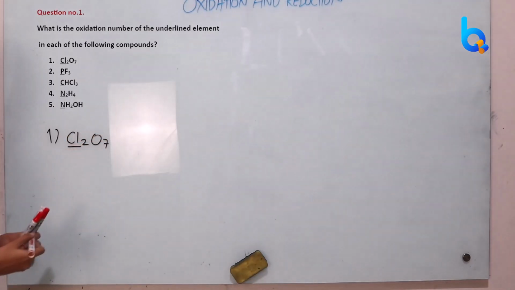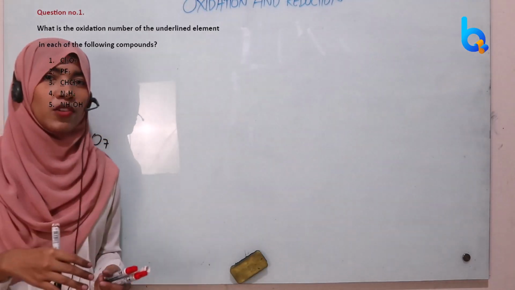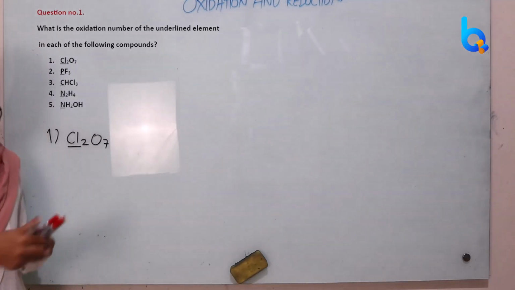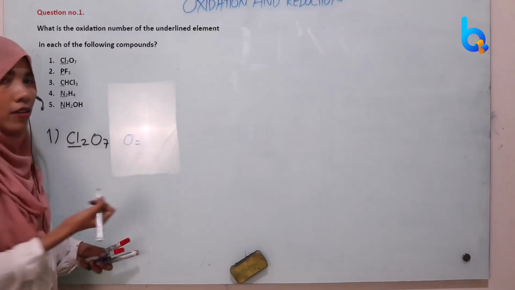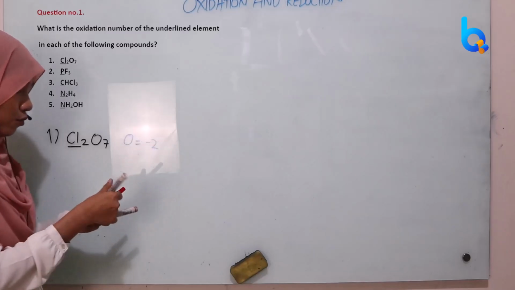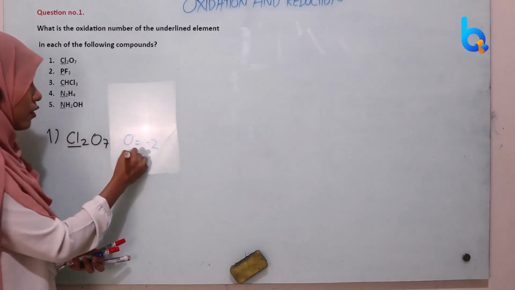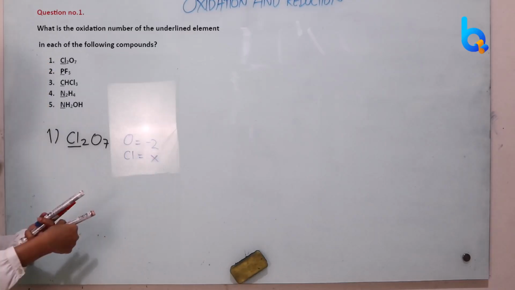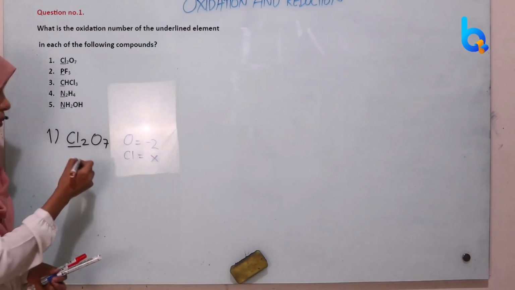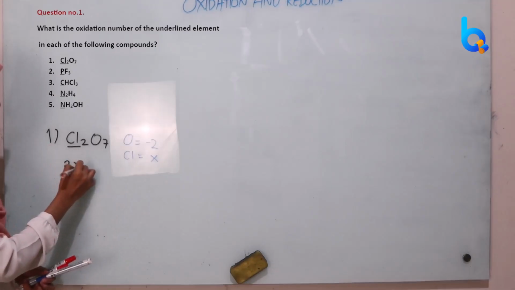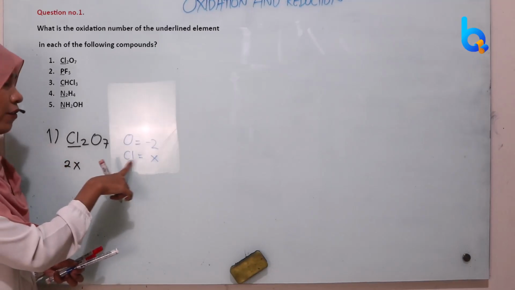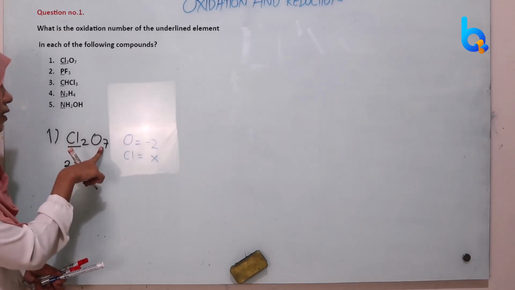Cl2O7. Cl is underlined here. Oxygen is more electronegative than chlorine, so the one that has a negative oxidation number will be oxygen. So it will be minus 2. Whereas we still don't know for Cl, so we just put Cl as an X. So let's solve the mathematical equation here. We have 2 chlorine, so there are 2 X, because the oxidation number of chlorine here is X, plus there are 7 oxygen.